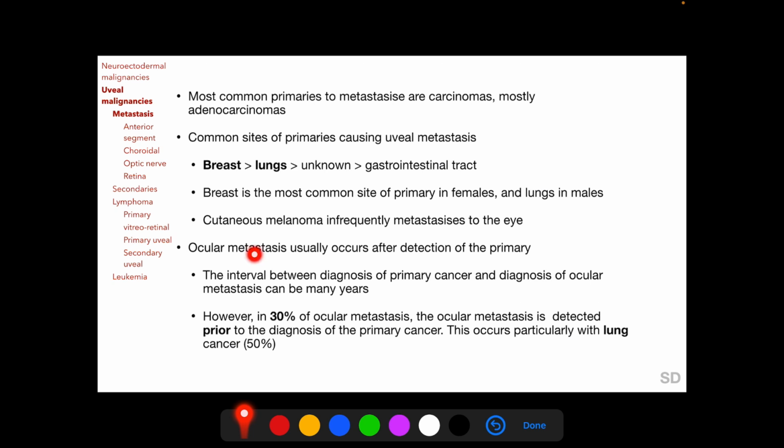Ocular metastasis is usually detected after detection of the primary, and the interval between diagnosis of the primary cancer and the diagnosis of the ocular metastasis can be many years. However, in 30% of ocular metastasis, the ocular metastasis is detected prior to the diagnosis of the primary cancer, and this occurs particularly with lung cancer, in which 50% of ocular metastases are detected in patients who are not yet known to have lung cancer.